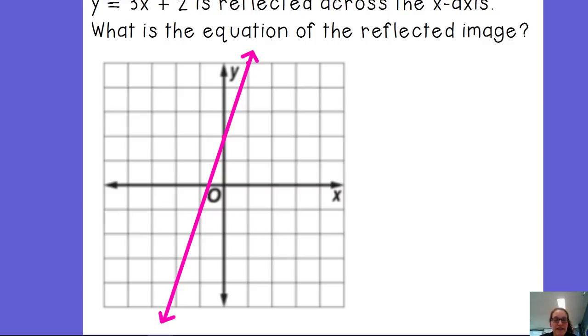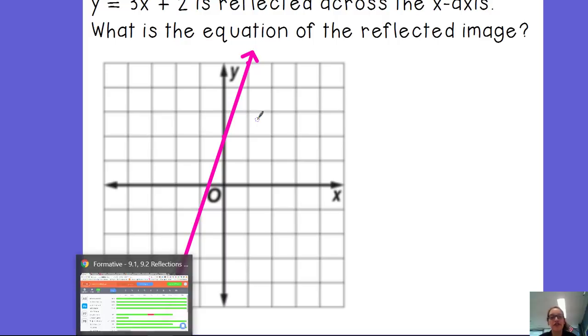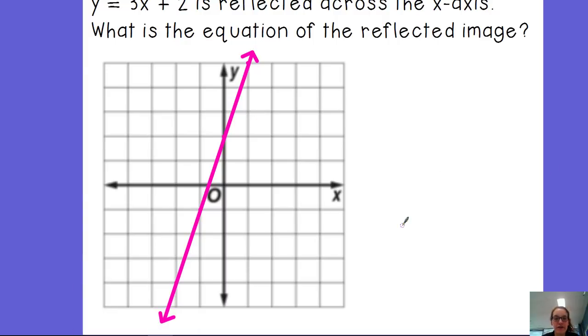Okay, what if instead of just reflecting a point across a line or an axis, what if we reflected an entire line, the equation of an entire line? So what we can do is, first I graphed this line, y equals 3x plus 2. The y-intercept is 2, and the slope is 3, up 3 over 1. So I just graphed that line.